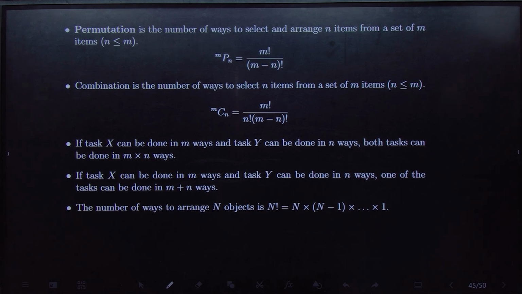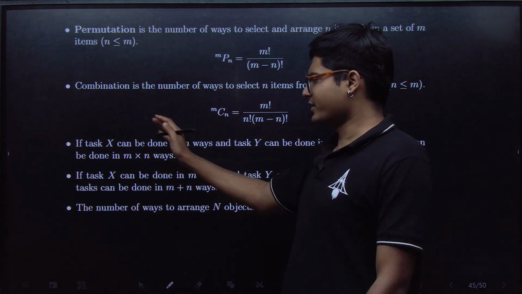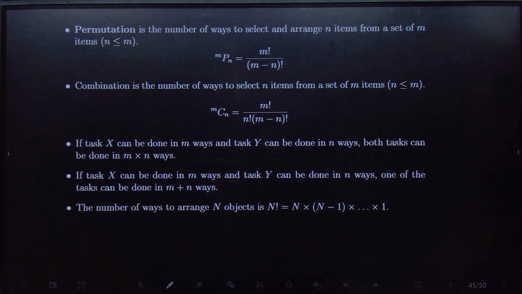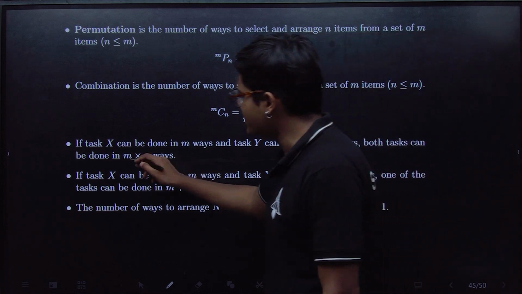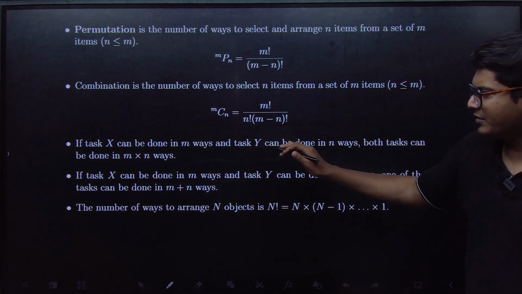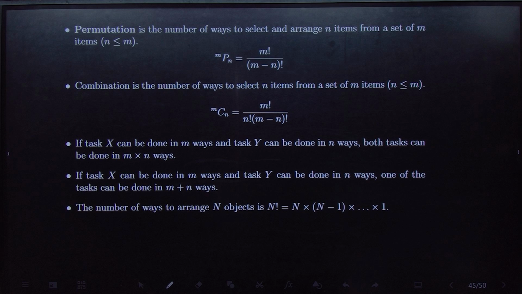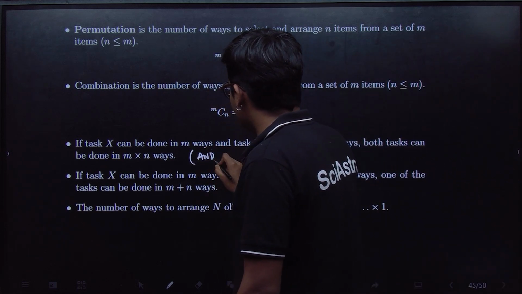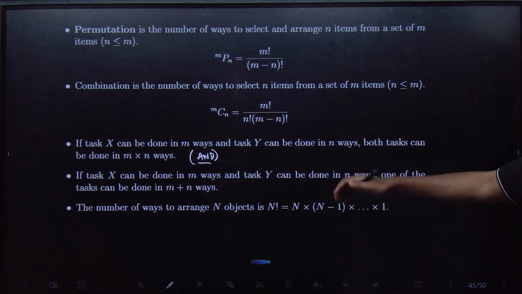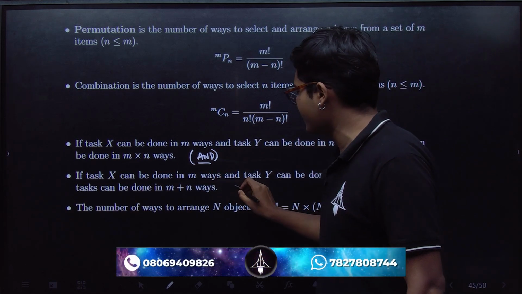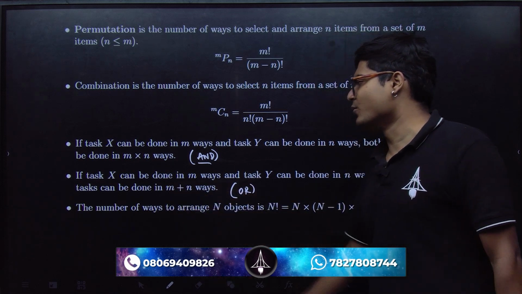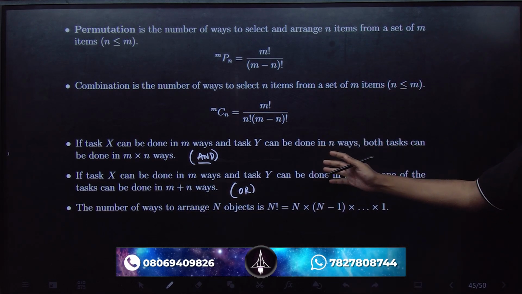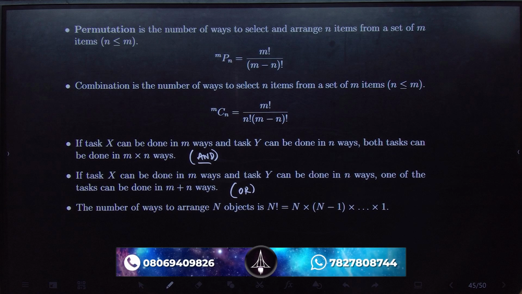If you assume that you have two different tasks, this is counting principles. If you have a task x that can be done in m ways and a task y that can be done in n ways, then both the tasks can be done in m times n ways. They're independent tasks, so they can be done in m times n ways. So this is basically AND logic: you have this and that, you want to do both the tasks. Similarly, if I ask you the number of ways in which one of these can be done, if it's an OR logic, then it's always going to be a sum. So the number of ways in which either x or y can be done is m plus n ways.